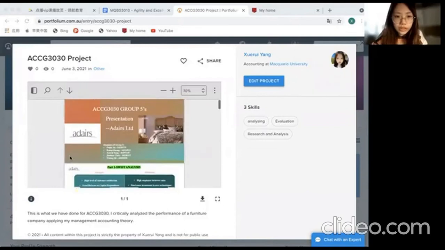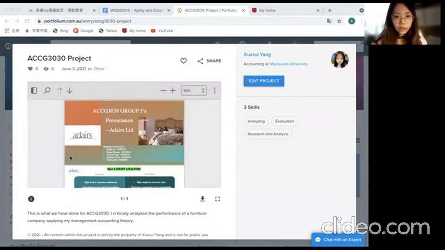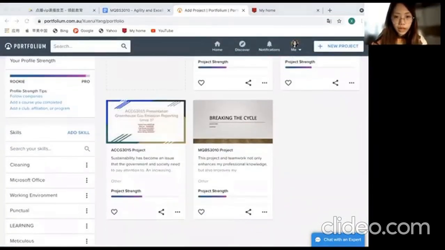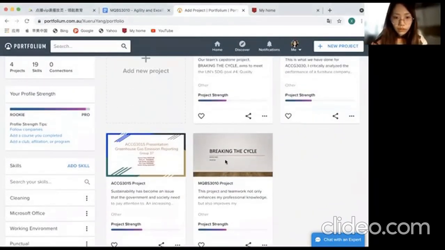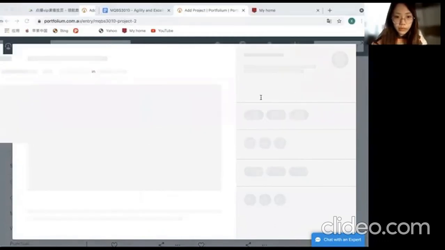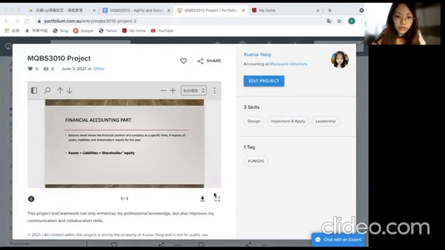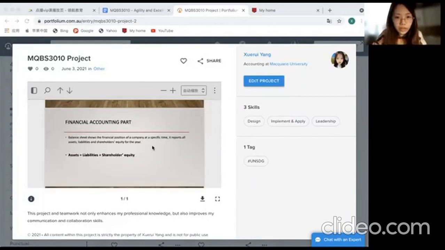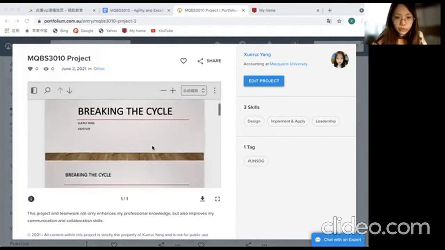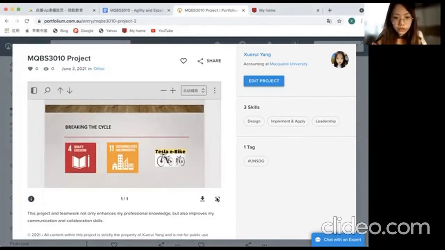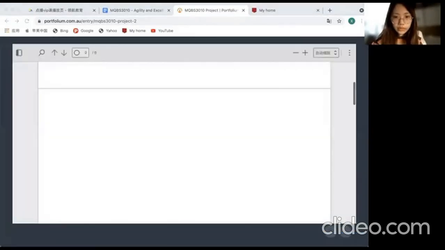I critically analyzed the performance of a furniture company, applying my management accounting theory. And this is another project we have done. It is also about sustainable development. For our project in MQBS unit, we aimed to develop a program that addresses the UN SDGs. Our project is to provide Tesla electric bikes for children who live in the rural areas.